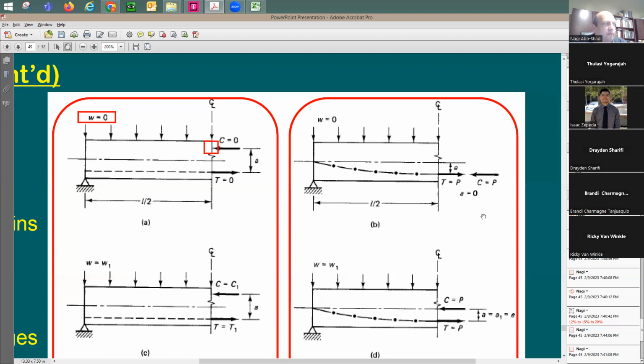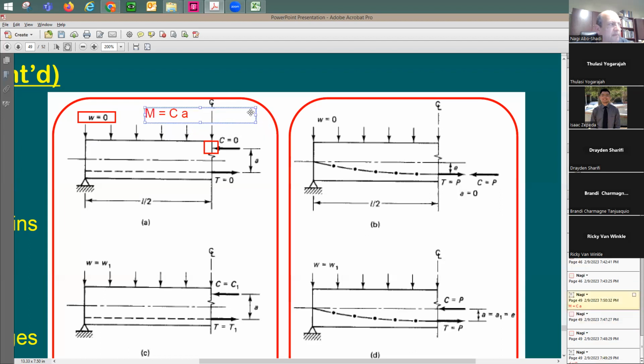So, okay. The moment here, if I may type here, I'm going to say the moment equals C or T times A, like the arm, the moment arm. And the applied or external moment is going to be equal to the internal moment. Your external moment, let's say wL squared divided by 8, is going to be equal to 0. Therefore, the internal moment has to also be equal to 0, because if the two moments are not equal to each other, this beam is not in equilibrium.